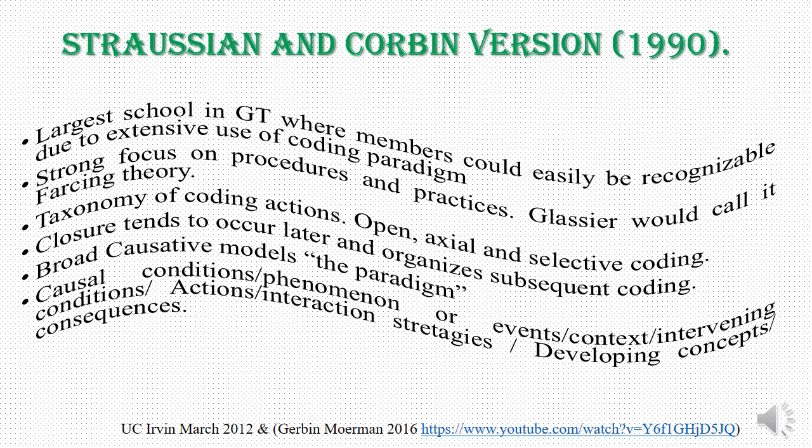Closure tends to occur later and organizes subsequent coding. The closure tends to occur quite early in the Glaserian version, but here quite late and organizes subsequent coding. Broad causative models, the paradigms, are developed, but there they don't do it. Causal conditions, phenomena or events, context, intervening conditions, actions, interactions, strategies, developing concepts, and consequences. So these were the different steps that the Strauss and Corbin version has. Keep in mind that this is actually the largest school of thought nowadays.